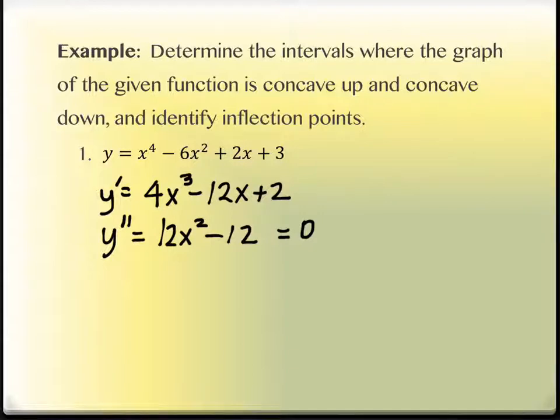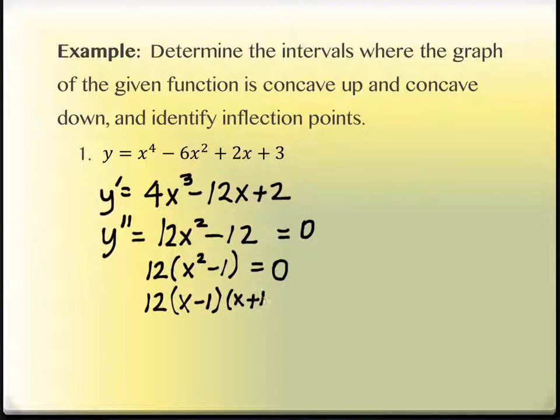So if we factor, we would factor out a 12. I'll show it another way in a second here, and I'd have x squared minus 1. How does x squared minus 1 factor? Yeah, so we've got x minus 1, x plus 1, and then x equals plus or minus 1.